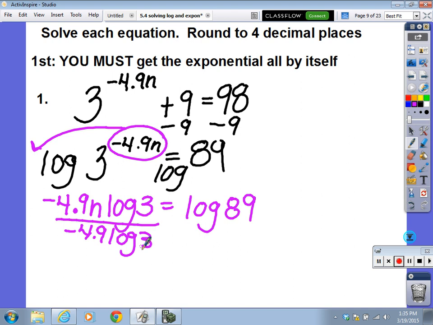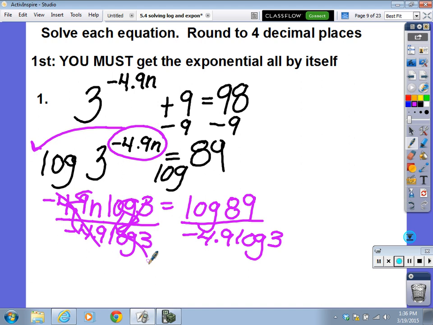Do you have any questions on why I did that? So n's by itself. Student: What if you did it the longer way, where instead of putting negative 4.9 under, you divided all that by negative 4.9 and then divided again by log of 3? Either way you do it, you get a different answer. On number 7, I did it both ways and I got different answers.